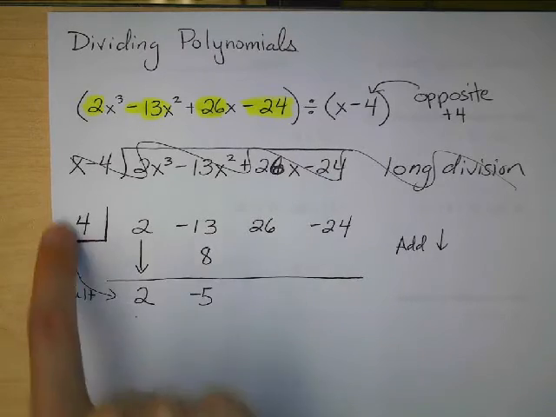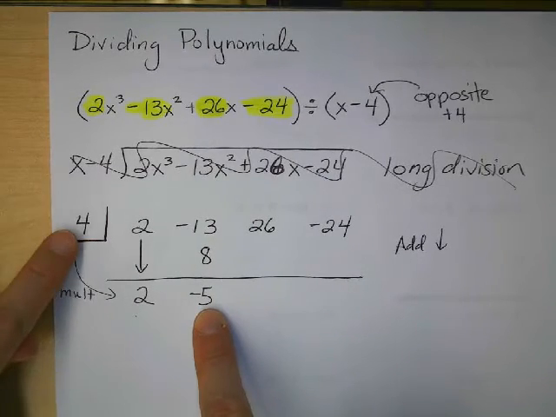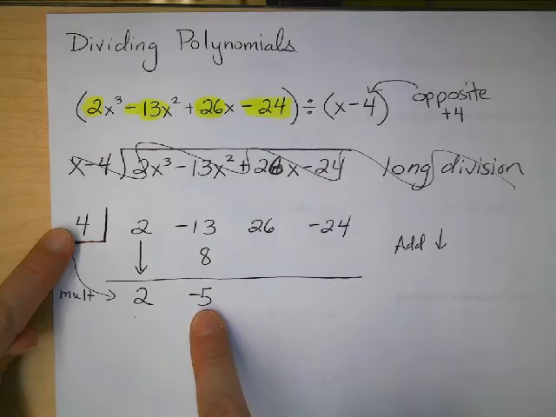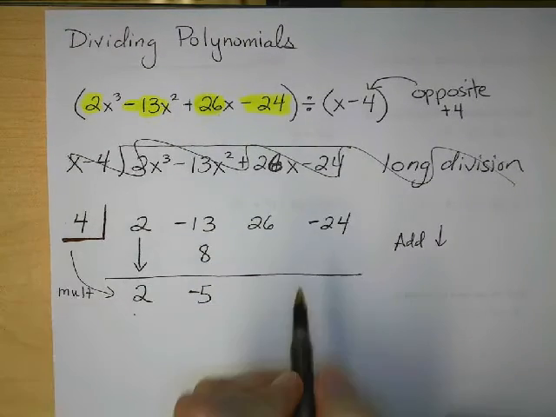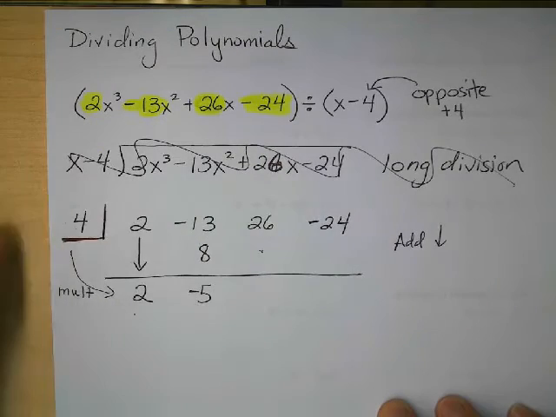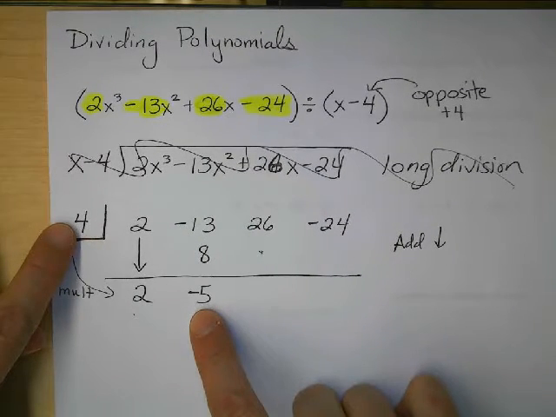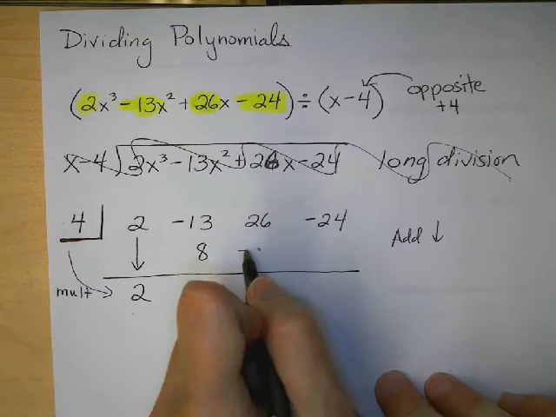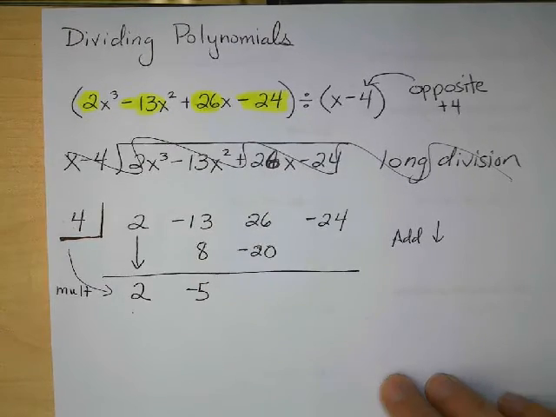And then you multiply again. The number in the box times this negative 5, and you put that under the next. See how you kind of work your way across? So you do 4 times negative 5. That's negative 20, so you put that under the next number.